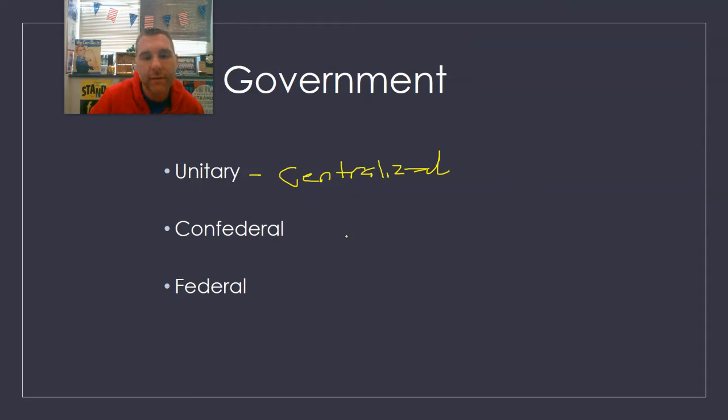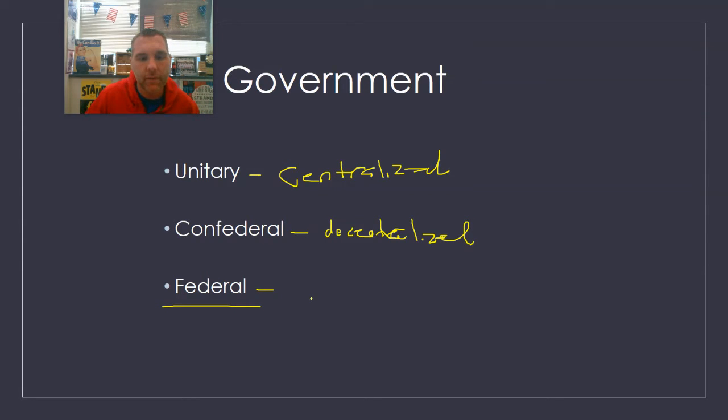Okay. And a confederal government, this is like the Articles of Confederation, right? We had 13 governments, but we didn't really have a national government. So it is completely decentralized. If we were going to have this system, we would basically just go back to where states were almost sovereign. And there was no federal government that could pass laws over the states. However, we have a federal government, okay?